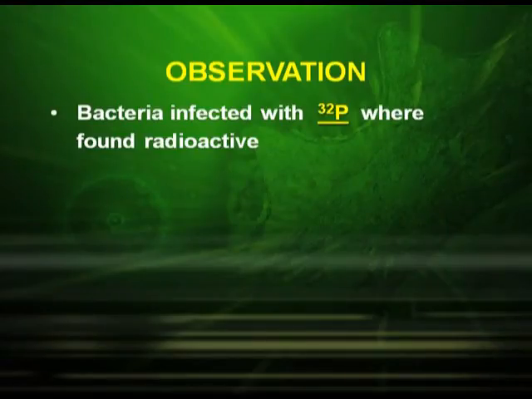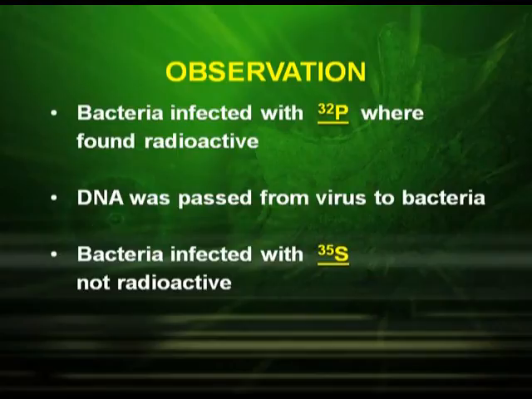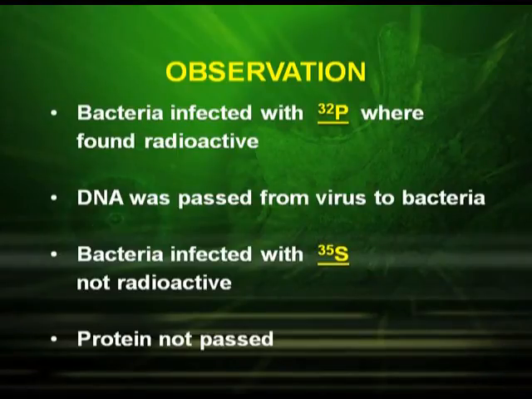The bacteria infected with P32 were found radioactive. So, the DNA was passed from virus to bacteria, and the bacteria which were infected with S35 were not radioactive. So that clearly shows that protein is not passed. Now, let us see the summary of the experiment.